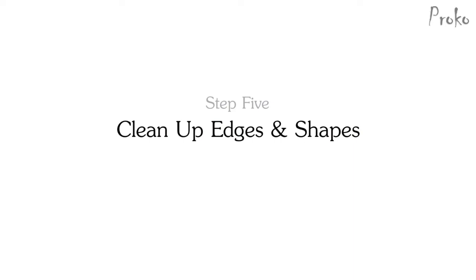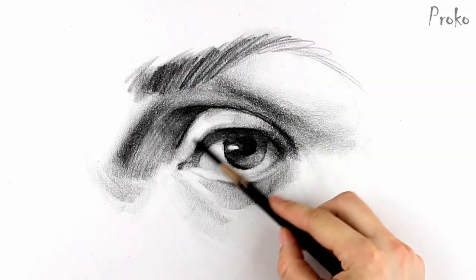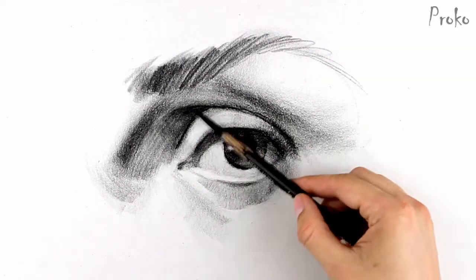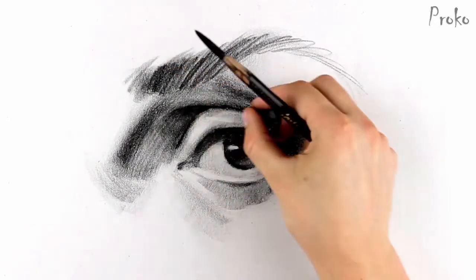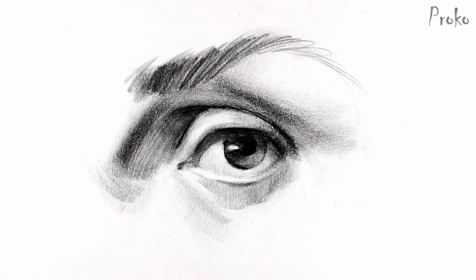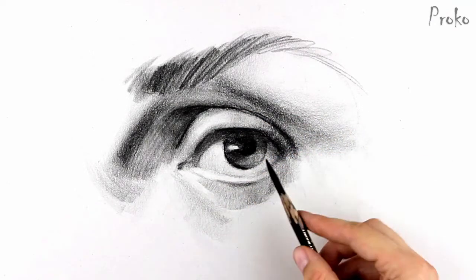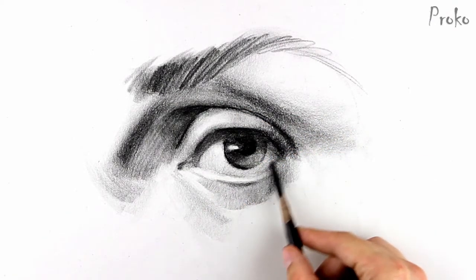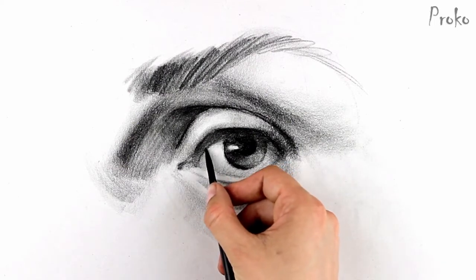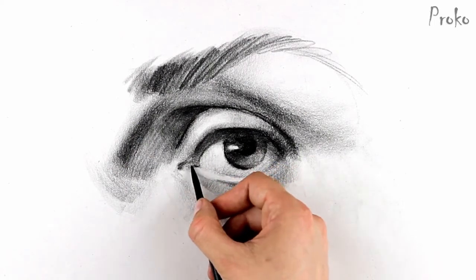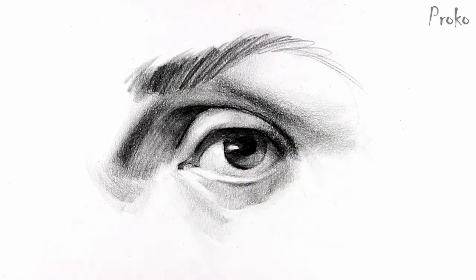And step 5. Finally, I'll go through the whole drawing one more time and clean up anything that I think can make the forms read better. I'll sharpen some edges, clean up shapes, and maybe add some more details. So for example, I want to sharpen this cast shadow from the top lid and make sure that its shape wraps around the eyeball.